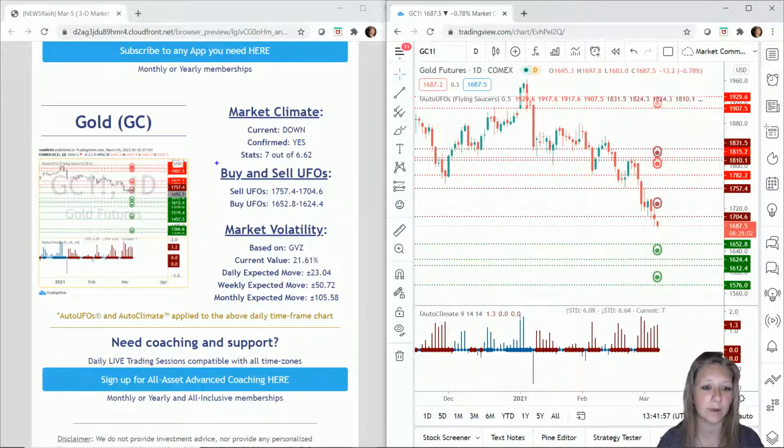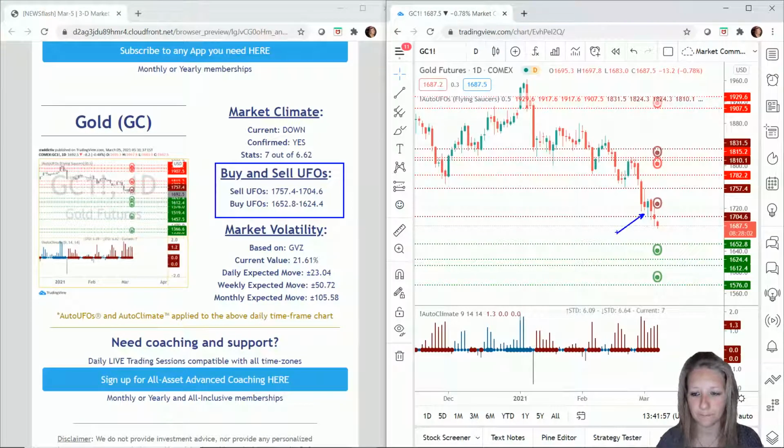Now, when it comes to buy and sell UFOs, we have sell orders above us here, and that is at 1757.4 to 1704.6. In fact, they're already working here. We had these sell orders, price came back into it, and it's on its way down. That's what we expect these UFOs to do, is push price down if they're sell orders, push price up if they're buy orders. Closest stack of buy orders is here, that's 1652.8 to 1624.4. So again, those are the closest stacks of buy and sell orders that we have there on the chart.